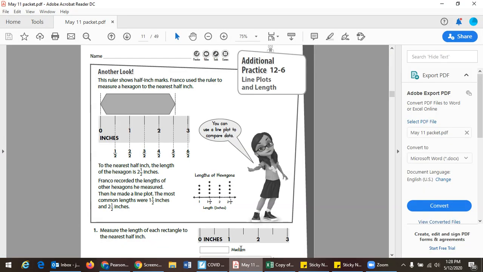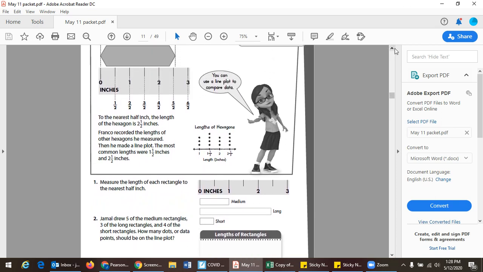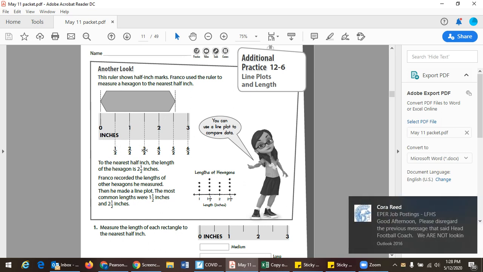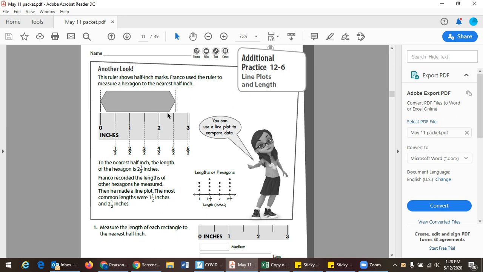If we look at our packet for this week, this is page 149. At the top, it was reviewing what we know about line plots. We have a ruler and it's showing us 1/2 inch marks. So the middle of 0 and 1 is a 1/2 inch. In the middle of 1 and 2 is a 1/2 inch. So how many 1/2 inches would I have? 3. That would be 3 out of 2. 4 out of 2 would be 2 inches. 5 out of 2 would be 2.5 inches, and then 3 inches.